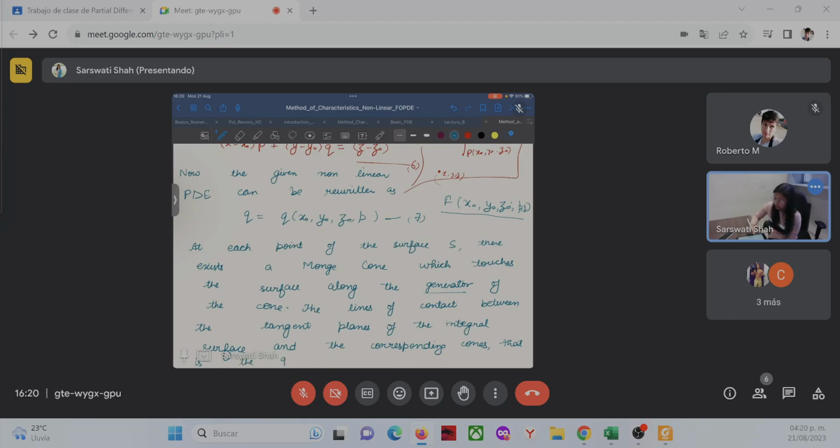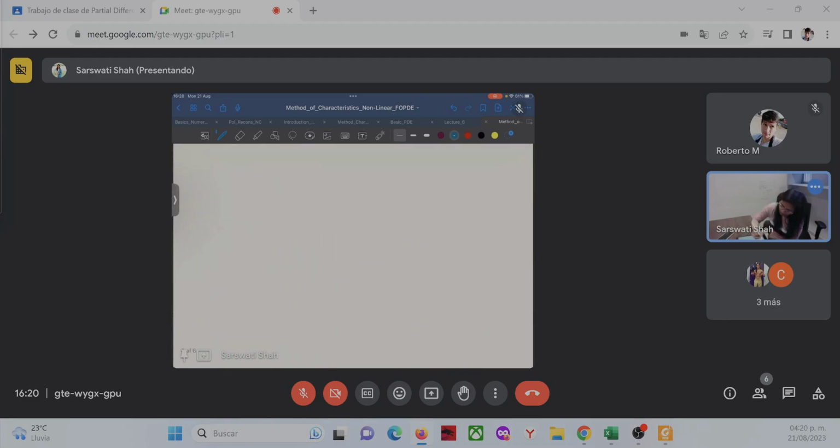That is, the generators along which the surface is touched define a direction field on the surface S, and that direction field is the direction of the characteristics. So basically our aim was to identify the characteristic direction of the non-linear partial differential equation.